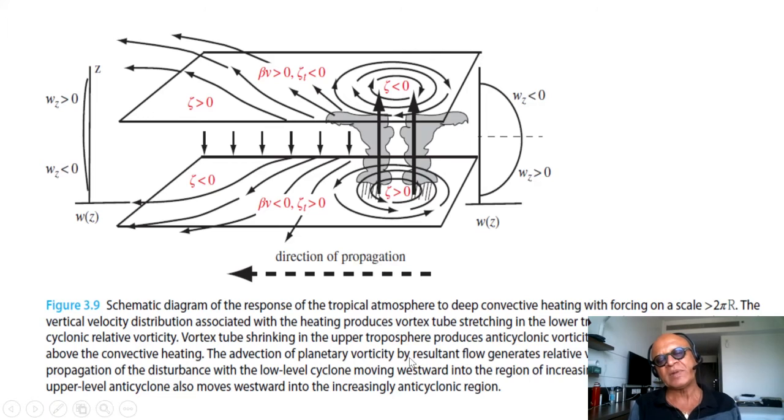So the advection of planetary vorticity by the resultant flow generates relative vorticity that produces a westward propagation of the disturbance, with the low-level cyclone moving westward into the region of increasing cyclonic vorticity, whereas the upper level anticyclone moves westward into an increasingly anticyclonic region. That's a lot of words, but just look at the figure.